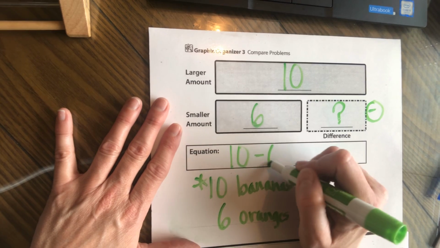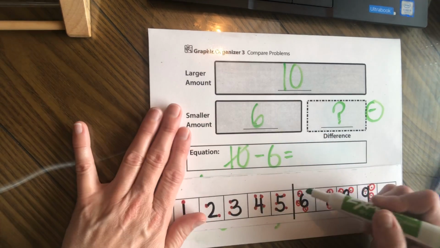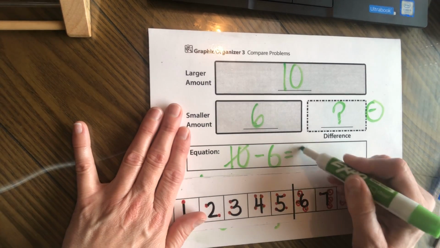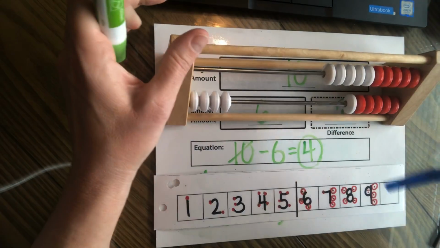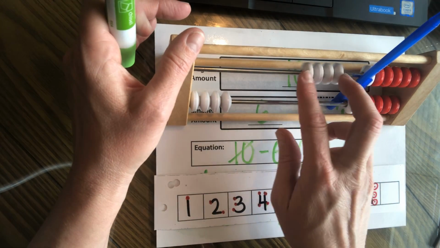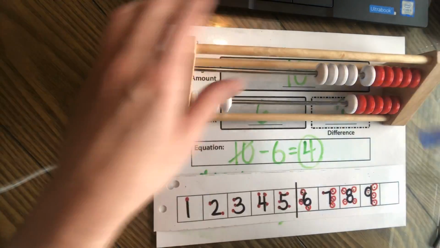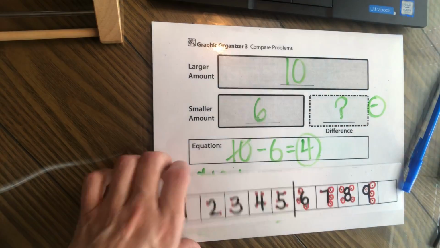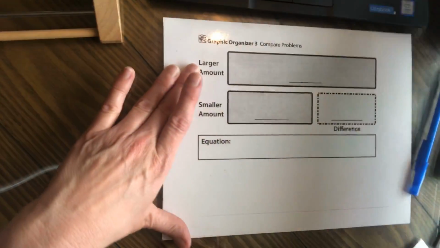So large amount minus small amount. And let's subtract. 10, 9, 8, 7, 6, 5, 4. Now let's check this with our number rack. So we've got 10 on top, 6 on the bottom. They both have 6 in common, right? Oh, look here, 4 extra. 10 is 4 more than 6, isn't it? You guys are really just knocking this out of the park. Hopefully you're not feeling nervous at all about compare problems.